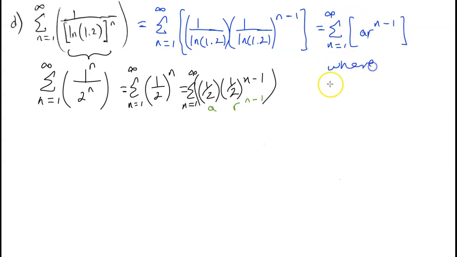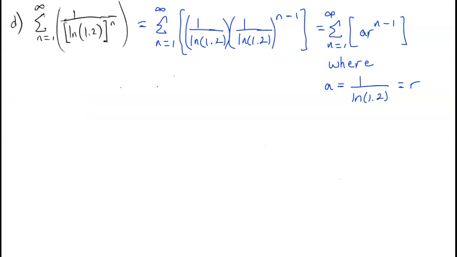And so where A would be 1 divided by natural log of 1.2, and R would be the same thing. So I'll just say that these are both equal to each other. All right, so now that we kind of have that in place here, I'm going to erase the example that I had, and then we'll finish this up.